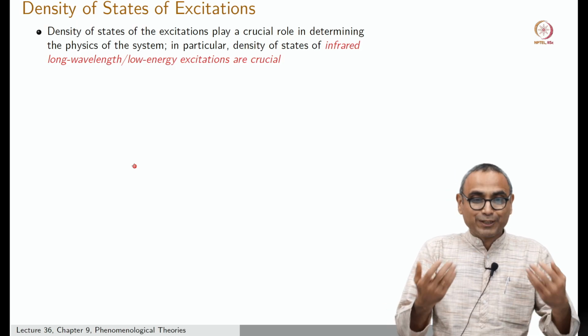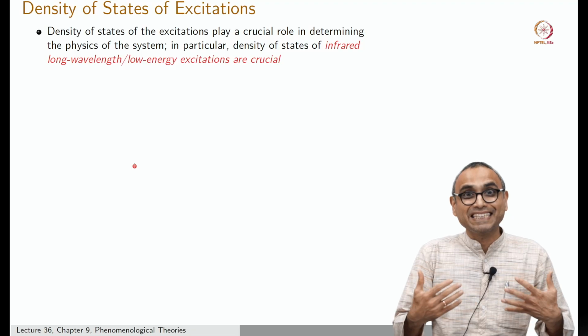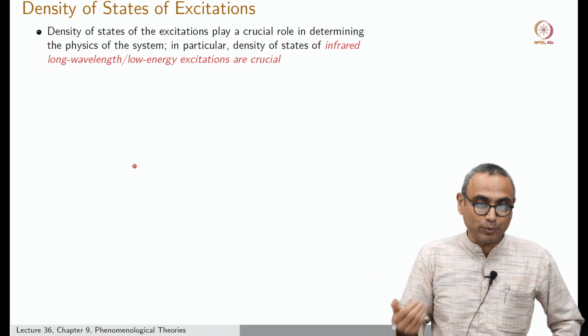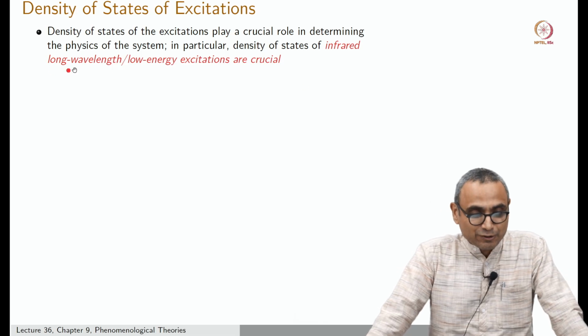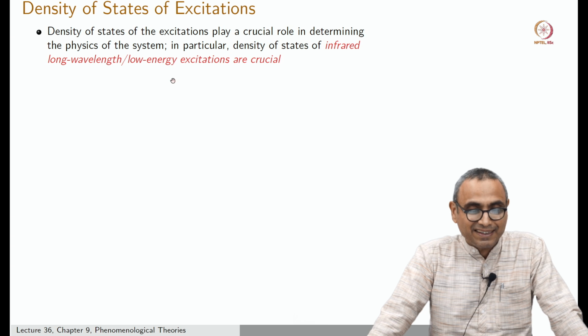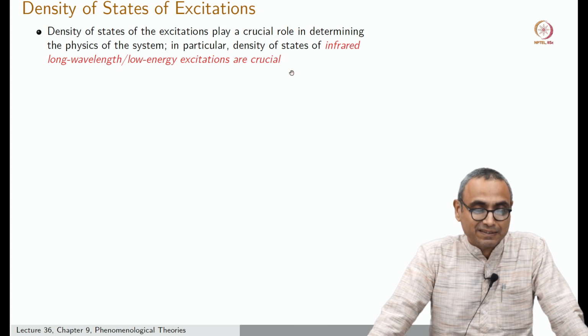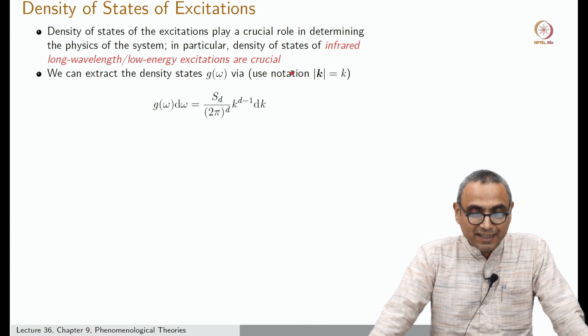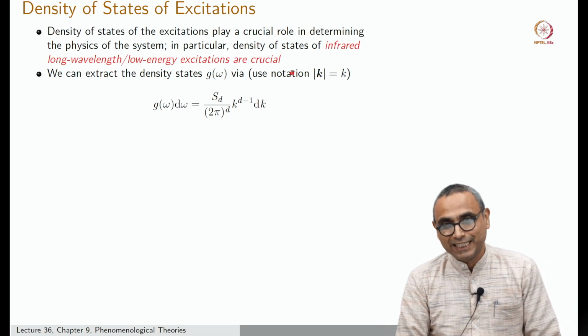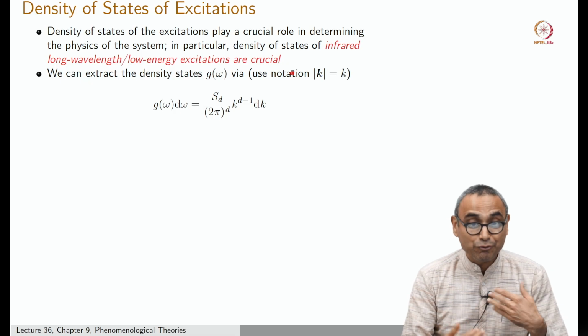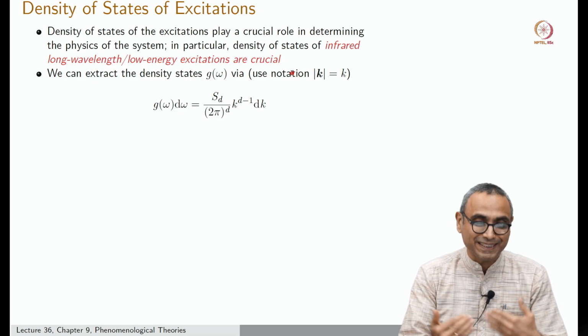One way to think about this problem is to try and understand the density of states of fluctuations, particularly the ones that are at low energy. This is what we mean by infrared or long wavelength and low energy excitations. Okay, so we know the frequencies of these fluctuations. Can we find a density of states of this?